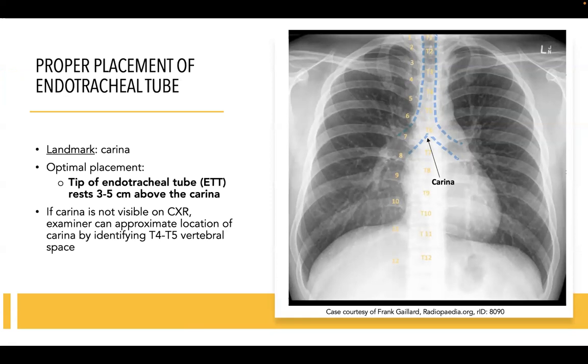In this chest X-ray, the ribs have been numbered as indicated by the yellow numbers 1 through 12. Thoracic vertebrae have been numbered as indicated by the yellow T1 through T12. To approximate the level of the carina using vertebrae as landmarks, the examiner starts by counting ribs. Begin by identifying the anterior aspect of the first rib.